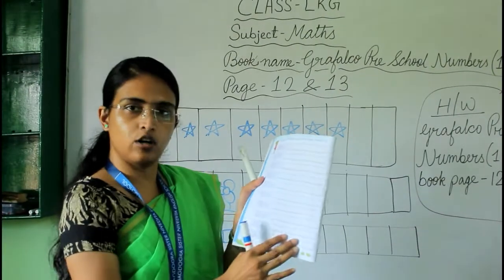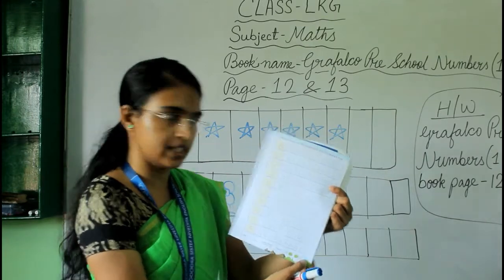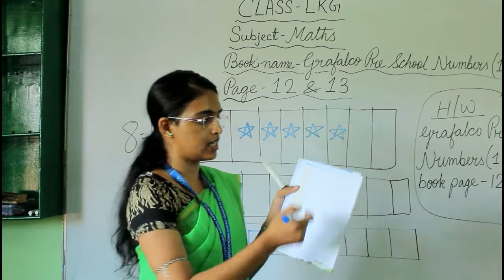So this is your homework. Do it in your home. Now come to the next page. That is page number 13. What is written here? Count and collect the number of objects in each row.